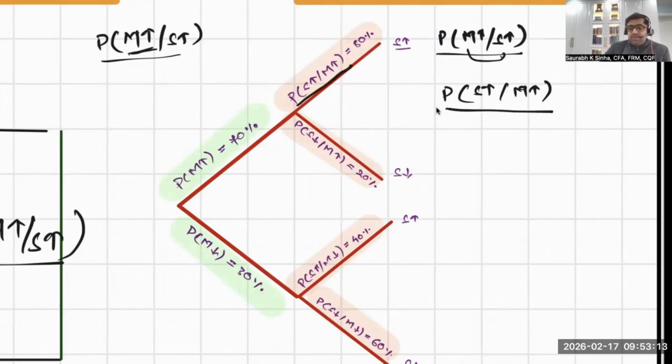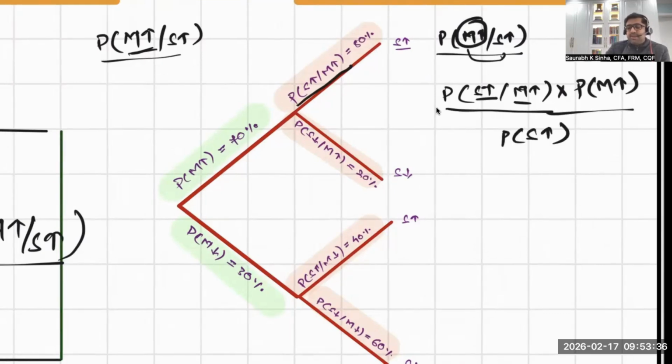So as per the Bayes theorem, what you have to do is flip the numerator and denominator. What do you want? You want the market rising in the numerator and the stock price rising in the denominator. So for that, you will multiply this with the probability of market rising, and you divide by the probability of stock price rising.